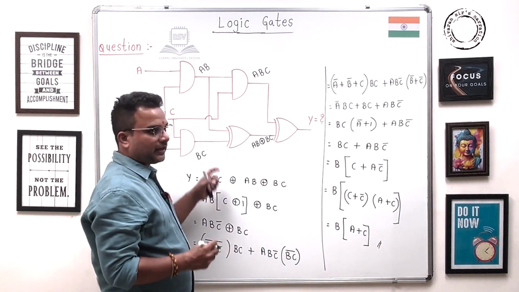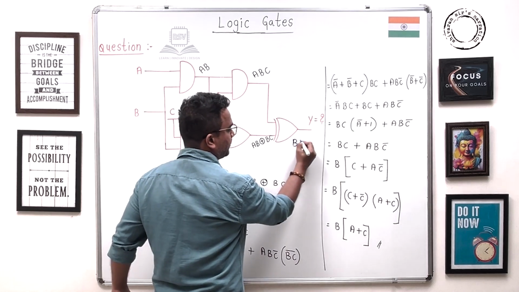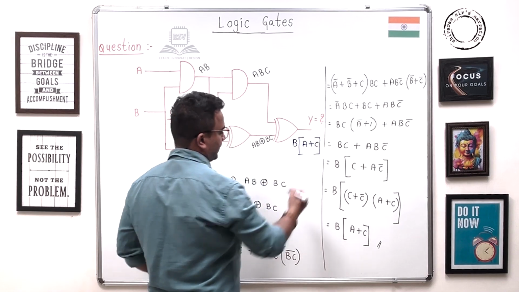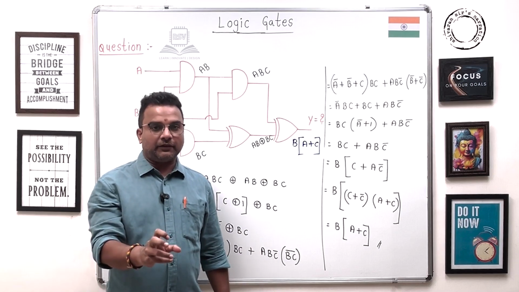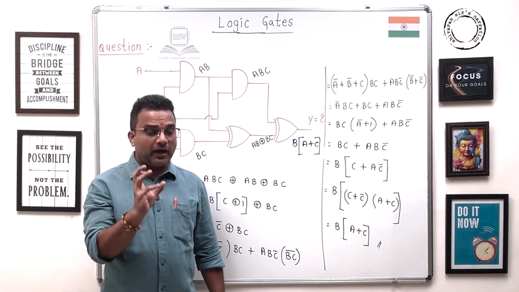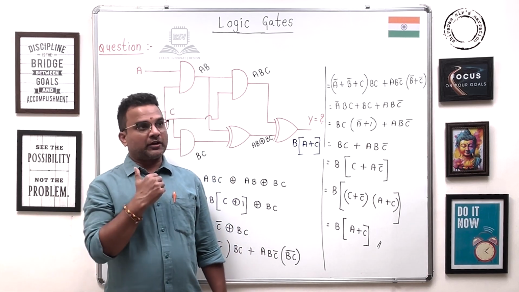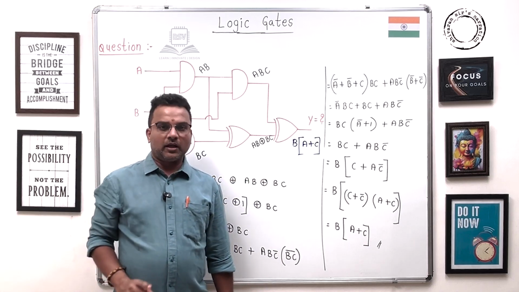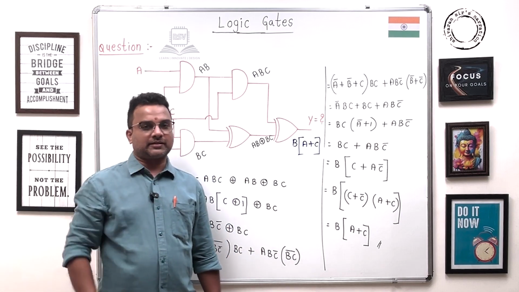So for the given design, the output expression is B into (A plus C). Right guys? Again here, remember, in VLSI, you need to concentrate on design optimization, logic optimization, so that it occupies less space and works better for high frequencies, etc. Logic optimization is a very important concern in VLSI.